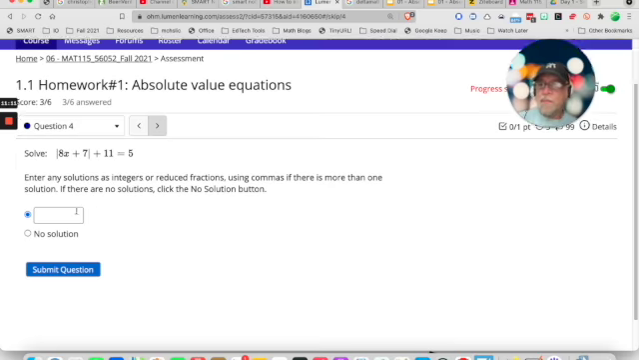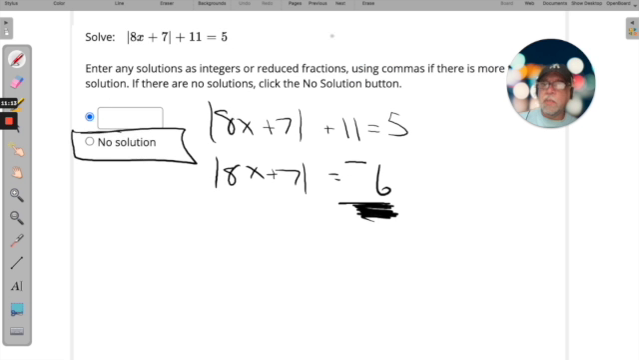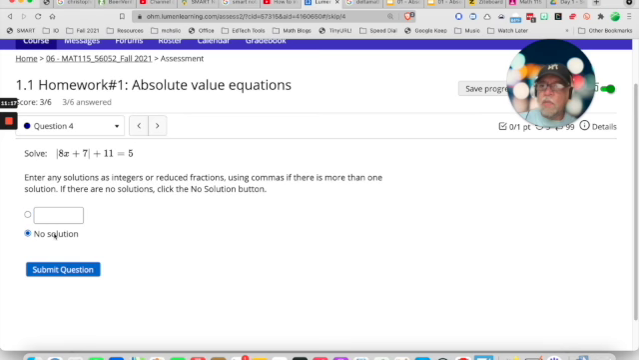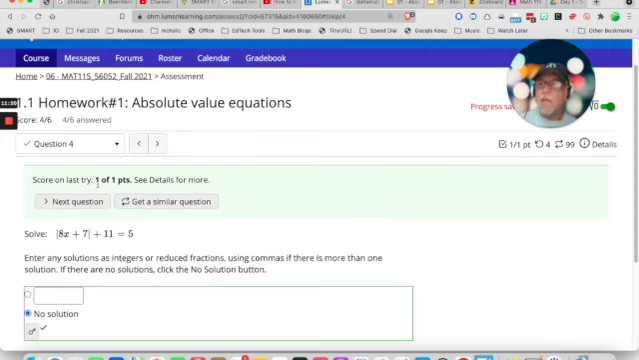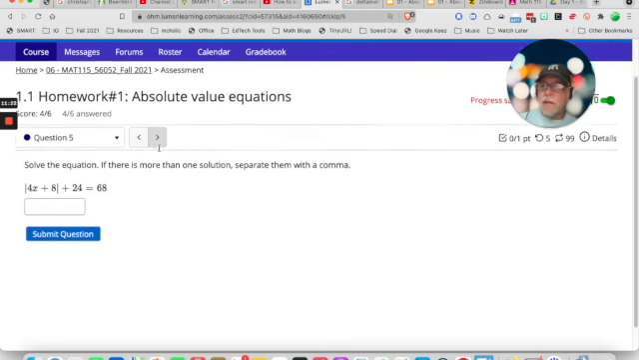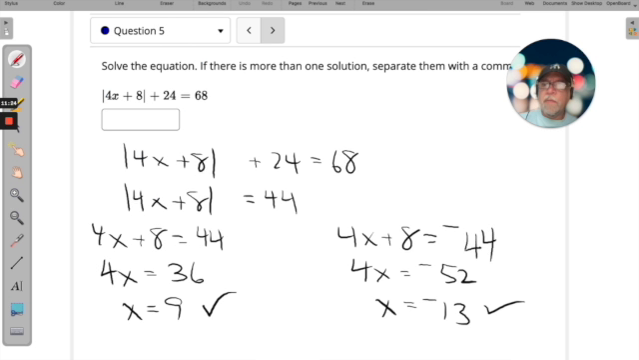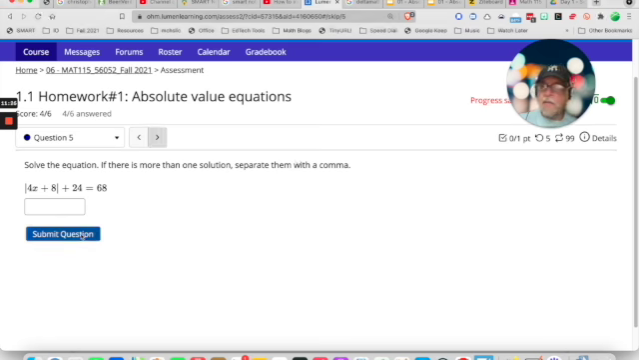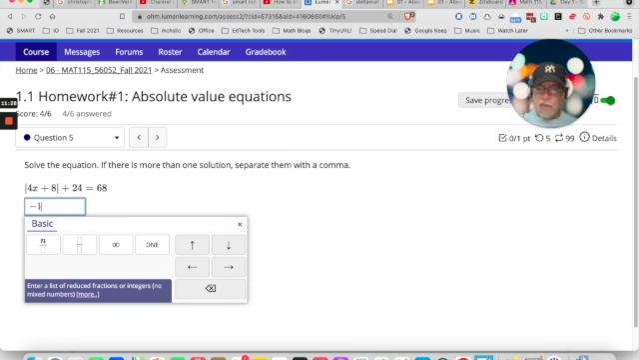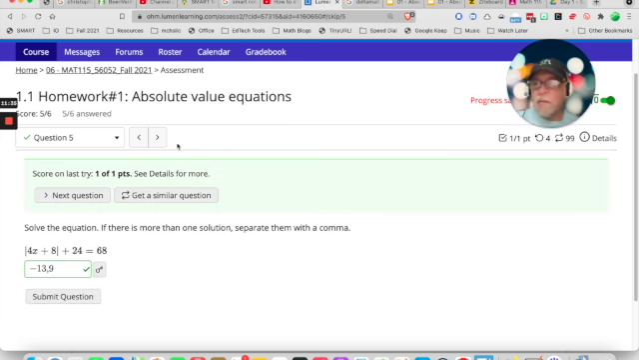We're halfway there. We're up to the next question. The solution was no solution. Easy one to put in. We're going to submit. We got that right. Number 5. What do we get for number 5? We got 9 and negative 13, or negative 13 and 9. It doesn't make a difference what order you put it in here. Sometimes it might, but might as well get into the habit of doing that. We got that one right.